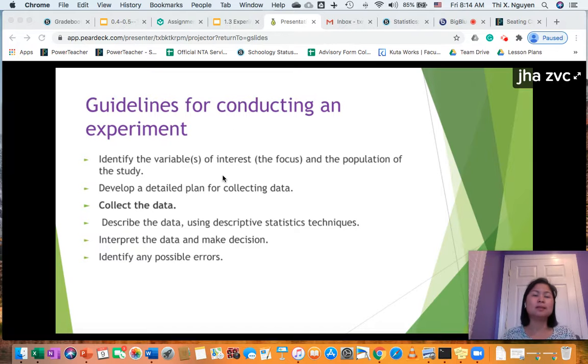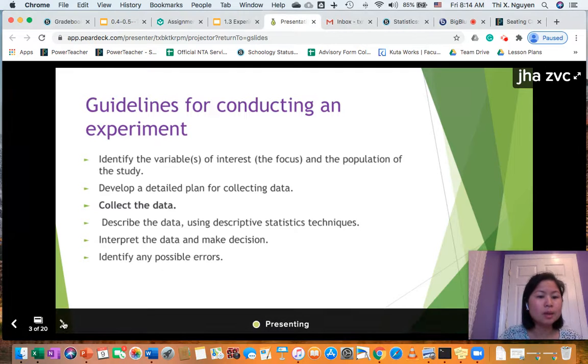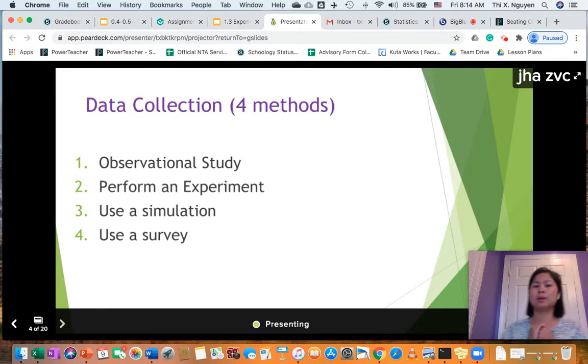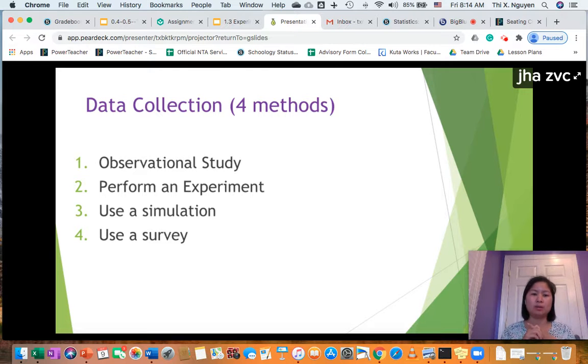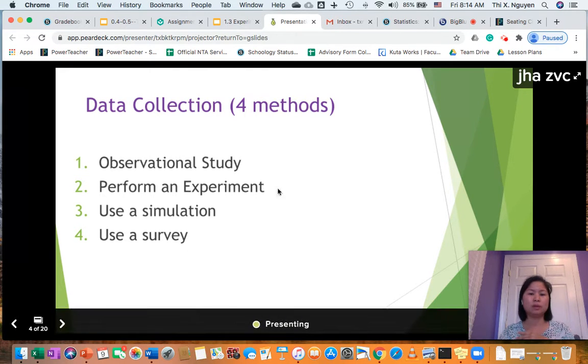So it's not really an experiment for you, but it's the idea of doing research to make a decision that's best for you, okay? All right, so there are a couple ways for you to collect that data. The first one is observational. The second one is performing an experiment. The third one is simulation, and the last one is using a survey. The first one, observational, the name itself tells you what to do, and number 4 is survey.